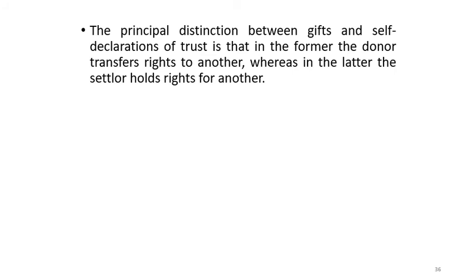The principal distinction between gifts and self-declaration of trust is that in the former, the donor transfers the right to another, whereas in the latter, the settlor or the author of the trust holds the right for another.